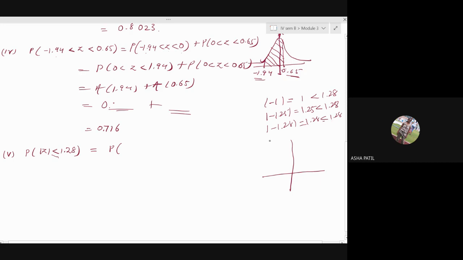If I take mod of 1.35, with minus sign, minus or plus is what it is. What is mod of minus 1.35? It's 1.35, ma'am. But it is greater than your 1.28. Which values do you have to consider if I want to write mod z is less than 1.28? Whenever you take the mod of that value, it has to be less than 1.28. Which values should you take?